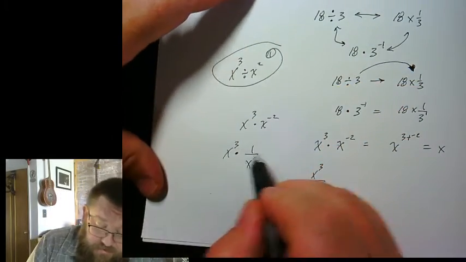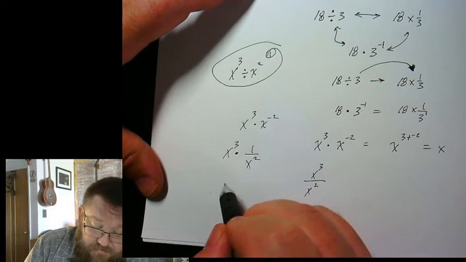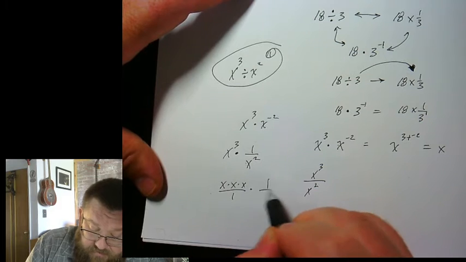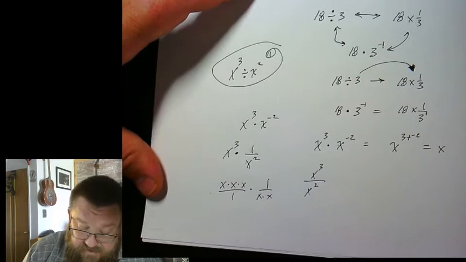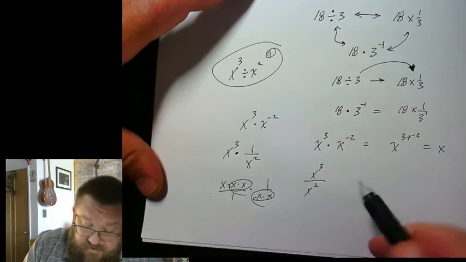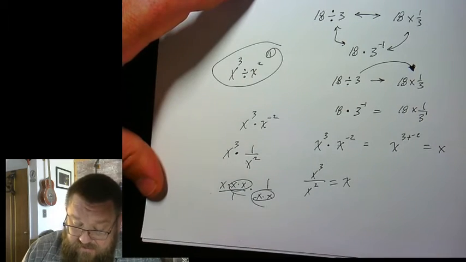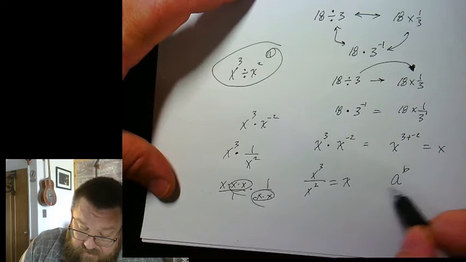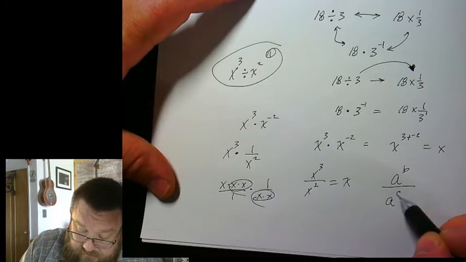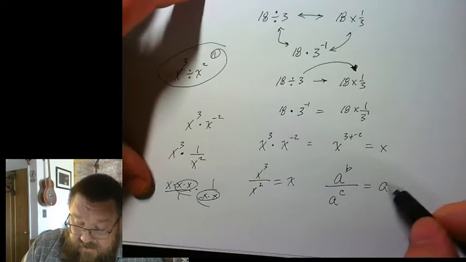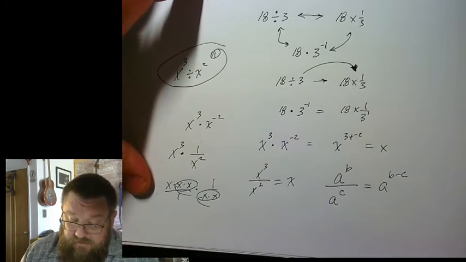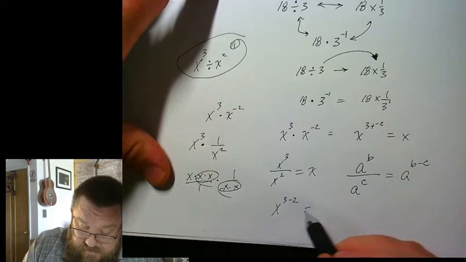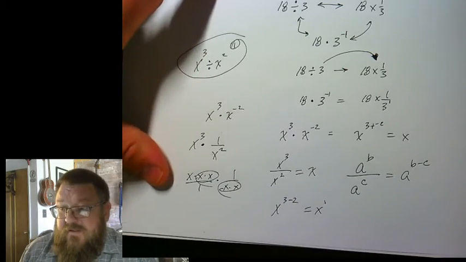And so when I look at this, x cubed times 1/x squared, well, that would be 3 x's over 1 times 1 over 2 x's. And so those reduce, do you see? And you're just left with plain old x. So the shortcut, though, is this. They say if you're dividing, that you end up subtracting those exponents. That's what we did right here. Do you see? This would be x to the third minus 2, which is x to the 1, which you don't need to write 1.